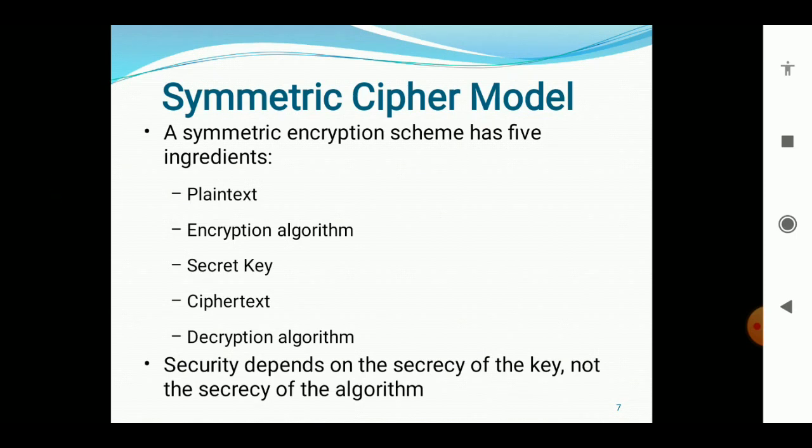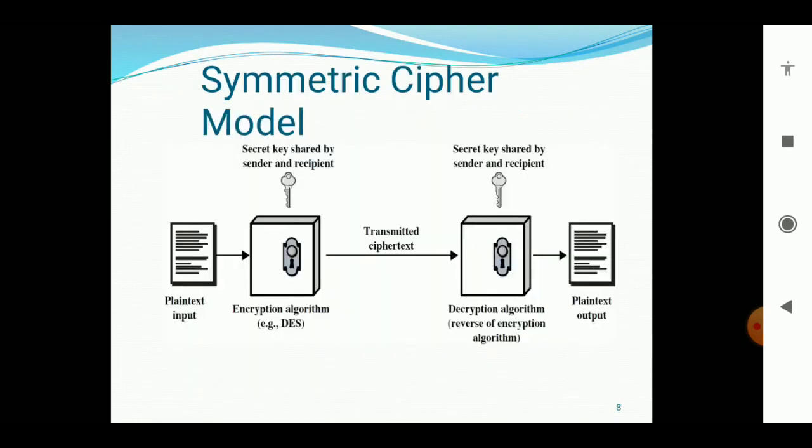Then the fifth one is the decryption algorithm. This is essentially the encryption algorithm run in reverse. Encryption is the process we use for converting plaintext into ciphertext. It is a reversible process, so here we take a ciphertext and derive the plaintext.